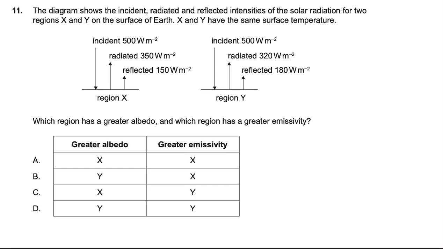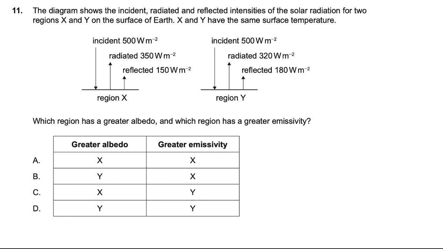All right, so we've got incident, radiated, and reflected intensities. One thing to note, we've got all of them adding up to the right numbers. We've got 500 in, 350 and 150 out, and 500 in, 320 and 180 out. They add up together. We want to know which region has the greater albedo and which has the greater emissivity. And we've got a series of combinations here, X, X, Y, X, etc.